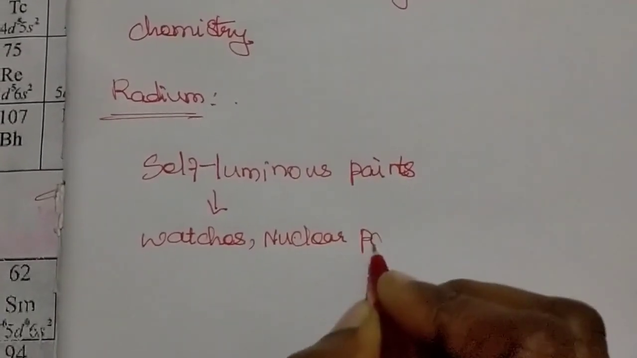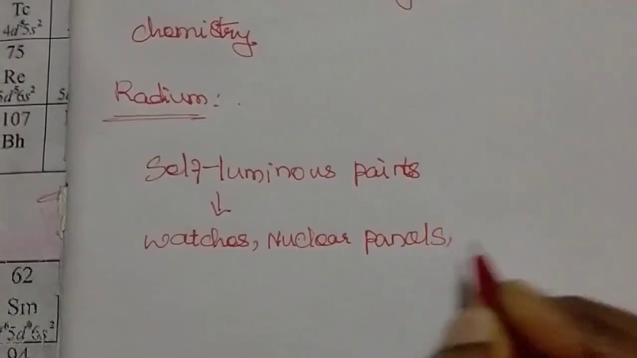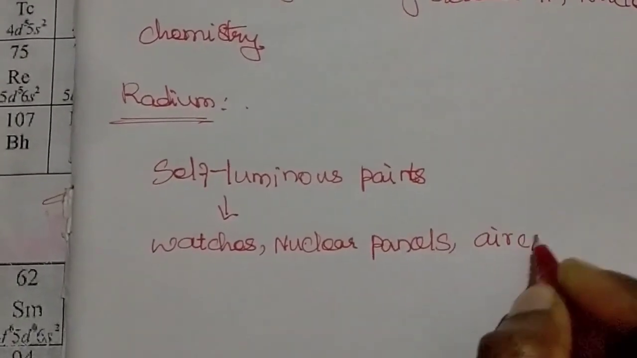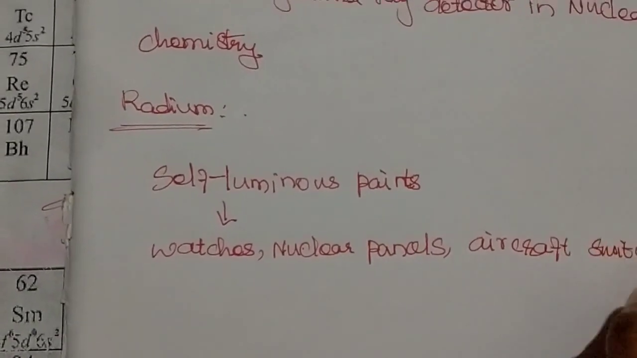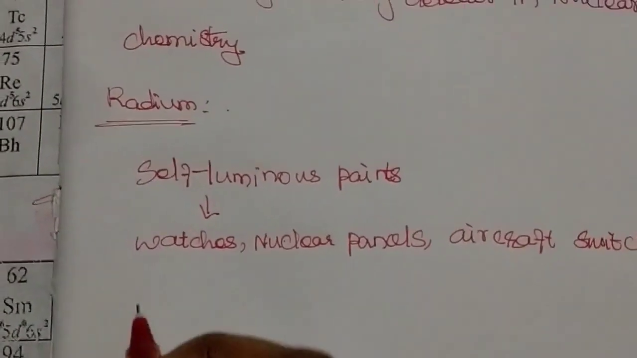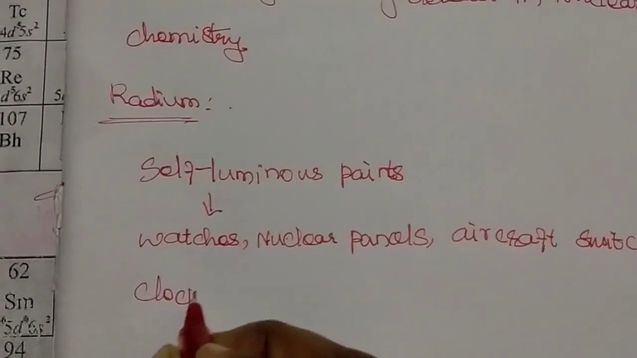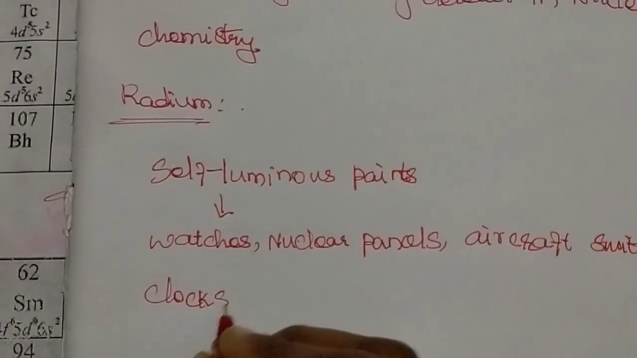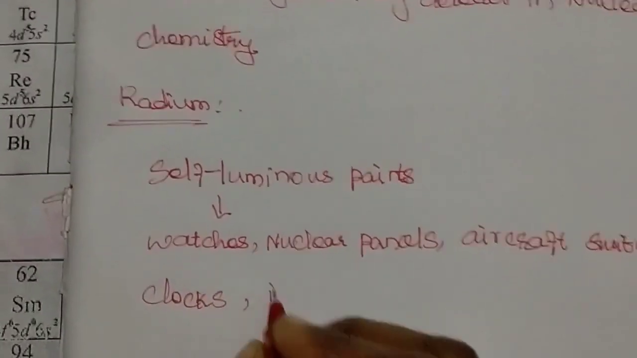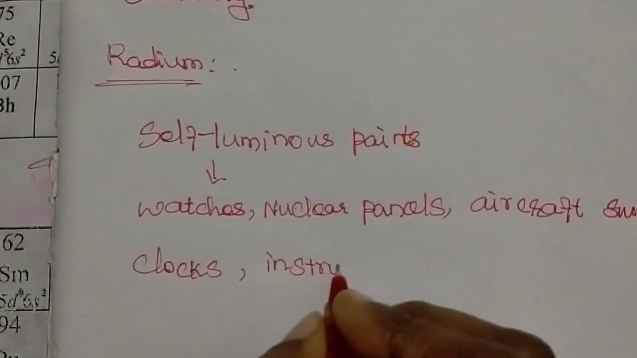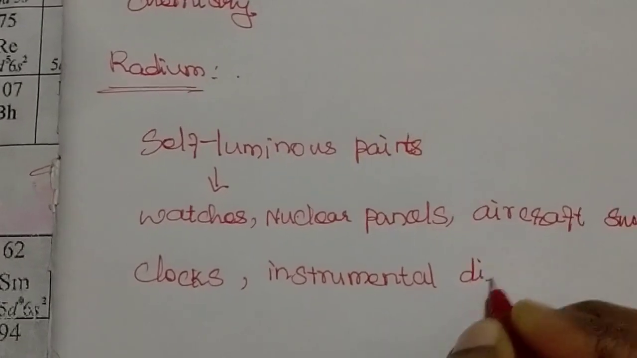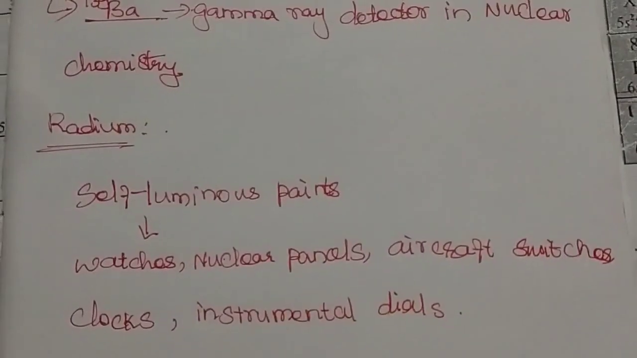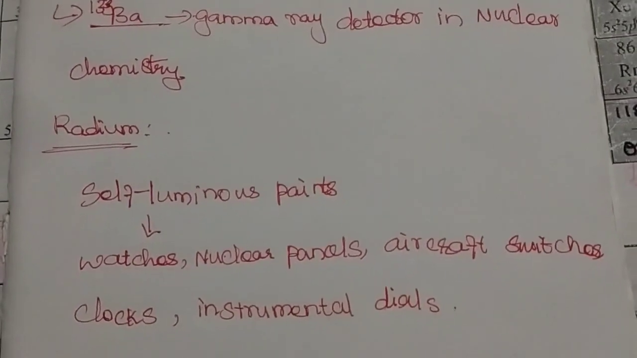Nuclear panels, aircraft, switches, and clocks, as well as instrumental dials. Okay, so these are the uses of alkaline earth metals.